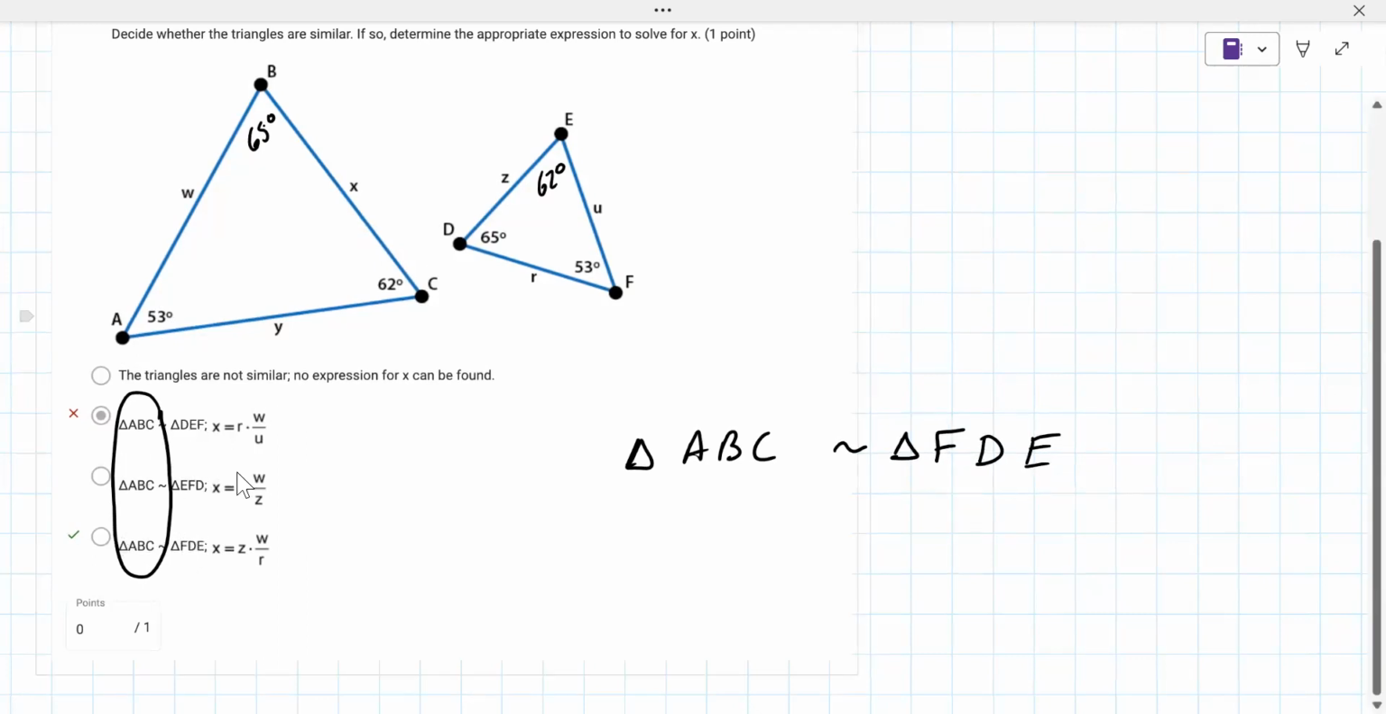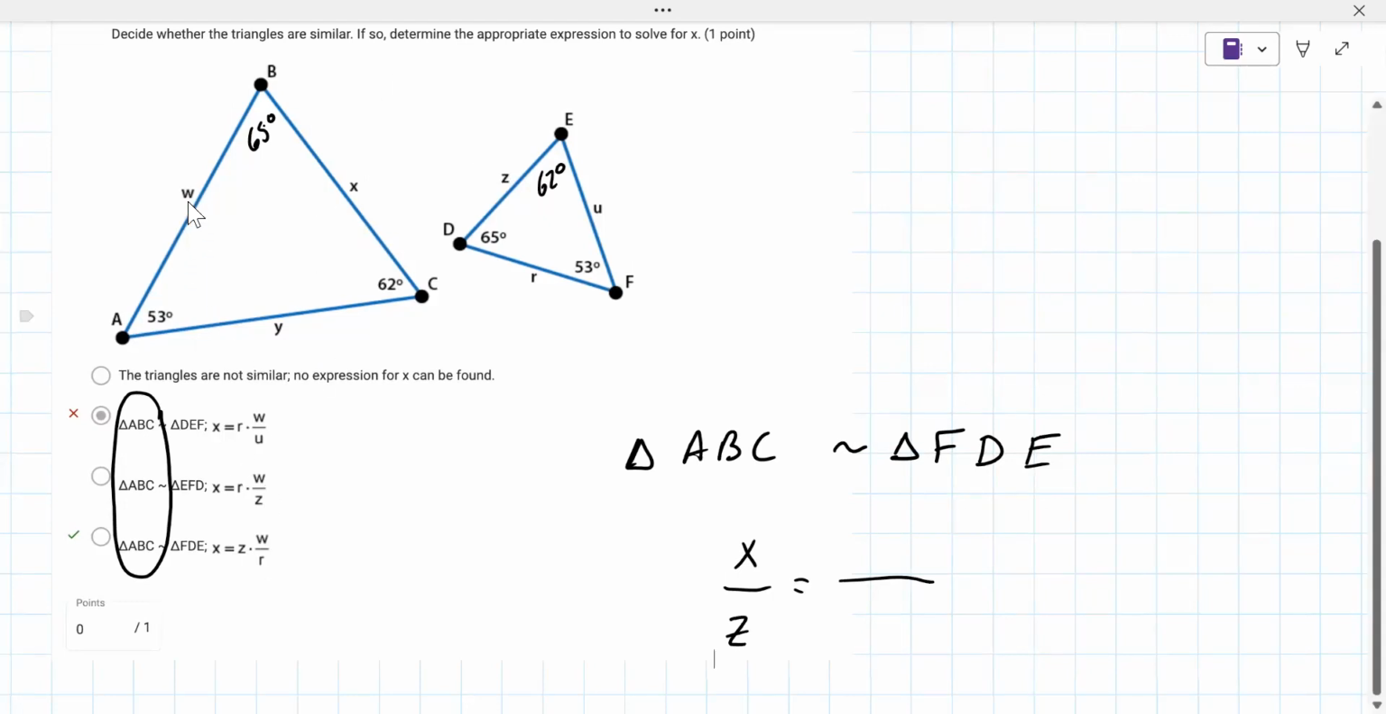But let's just say two of them were the same. You would then want to build a relationship with the sides. So you'd want to start with X and you'd say, okay, well, X. Yeah, that's the part that I didn't really understand that much. So X is across from the 53. So what is across from the 53 in the other one? Well, it's Z.